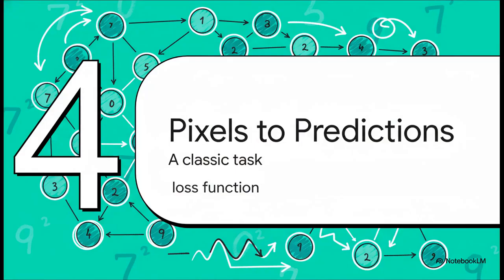Okay, enough with the theory. Let's make this concrete. We're going to see how all these concepts we've talked about, the perceptrons, the layers, the loss functions, backpropagation, how they all work together to solve a classic problem, recognizing handwritten numbers.